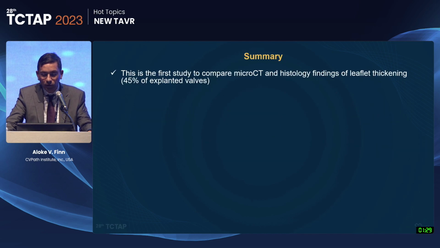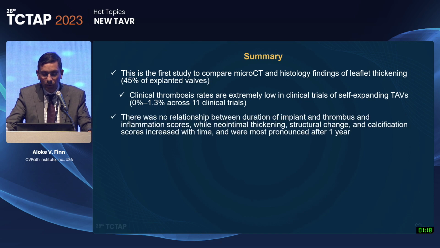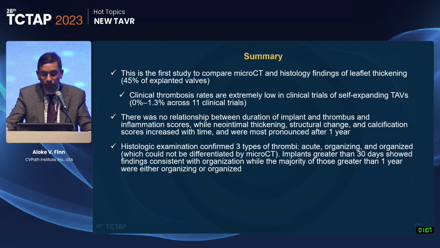So in summary, this was the first study to compare micro-CT and histologic findings of leaflet thickening. It occurred in 45%. Clinical thrombosis rates are extremely low in clinical trials of self-expanding TAVRs, as I mentioned before. There was no relationship between the duration of implant and thrombus and inflammation scores, although neointimal thickening, structural changes, and calcification scores increased with time and were most pronounced after 1 year. Histologic examination confirmed 3 types of thrombi, as I mentioned, acute, organizing, and organized, which could not be differentiated by micro-CT. And the implants greater than 30 days really showed findings consistent with organization, while the majority of those greater than 1 year were either organized or really organizing, mostly organized.